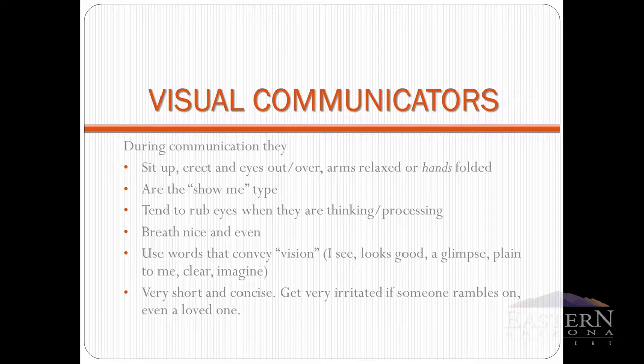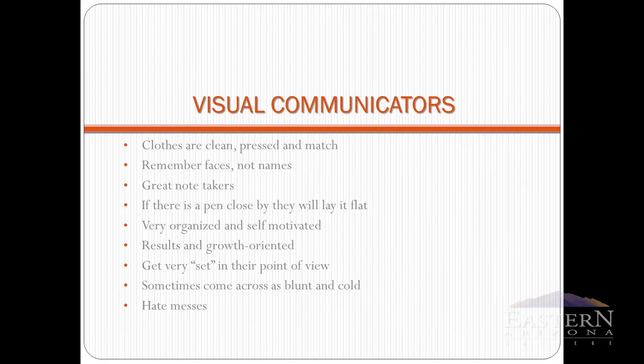And then here's the thing with visual people. They are very short and sweet. They want just the absolute facts they need to know. They get really irritated if somebody rambles on. Even if it's a loved one, they tend to shut them out. They tend to tune them out. They don't want to hear any more. Once they've heard what they need to do, they're ready to get on with it, and they've shut the other person out and are starting to think about what they need to do. So even if it's a loved one, they tend to be very short and concise. They just want to get on with it. Okay, that's visual learners and communicators.